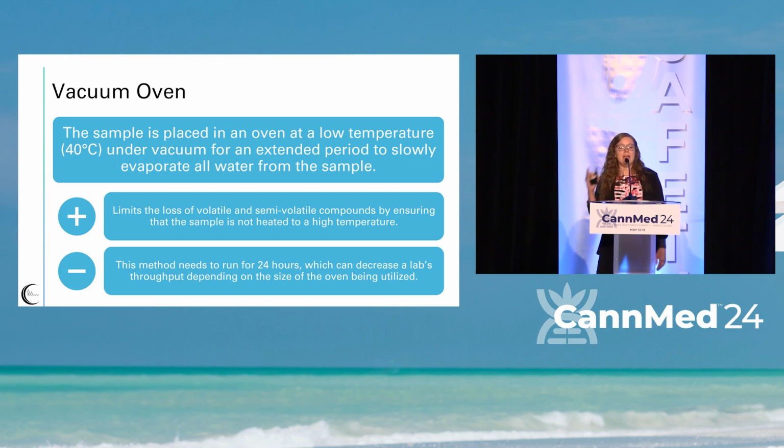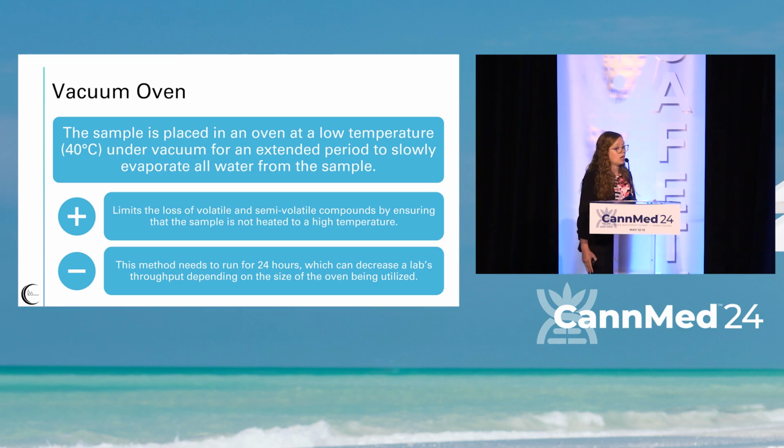We then have vacuum oven, and this is actually from the European Pharmacopoeia, and basically the sample is placed in an oven at a low temperature, in this instance 40 degrees Celsius, under vacuum for an extended time period to slowly evaporate all of the water from the sample. And with this, we limit the loss of volatile and semi-volatile compounds because we're not heating it to a high temperature. However, some of the negatives of this are that the method does need to run for 24 hours, which can decrease the lab's throughput depending on the size of the vacuum oven that they're utilizing. If they can only fit so many samples and they have reruns, it can affect their turnaround times.